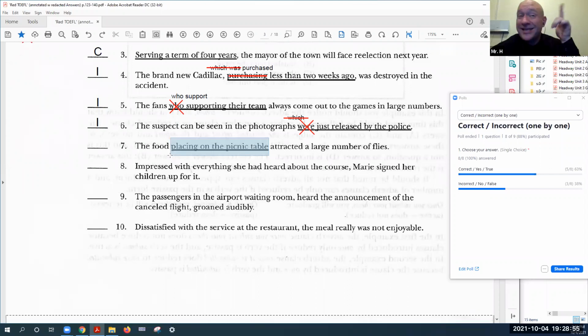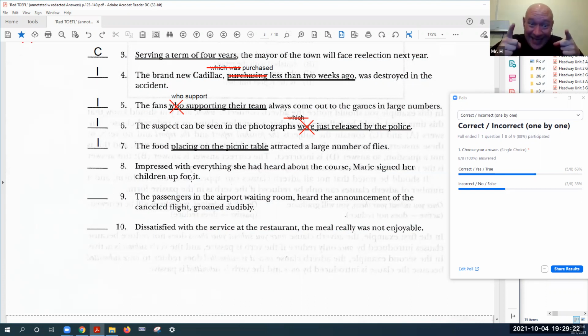Now, again, can the food do this action? Think about it. The food can't do the action, right? So I think we know the answer now, don't we? We know that it is incorrect. It should become placed. Exactly.